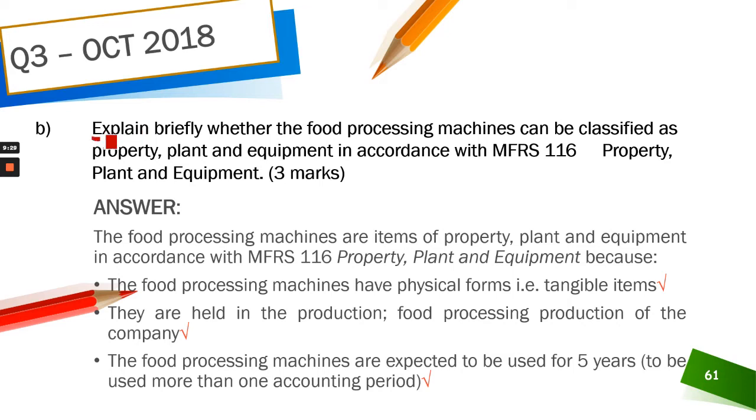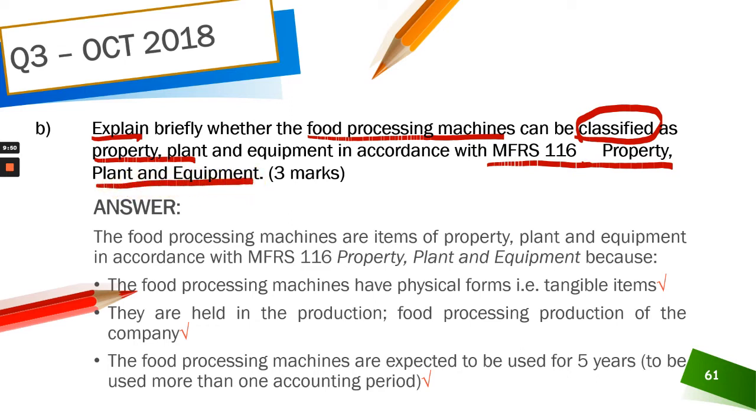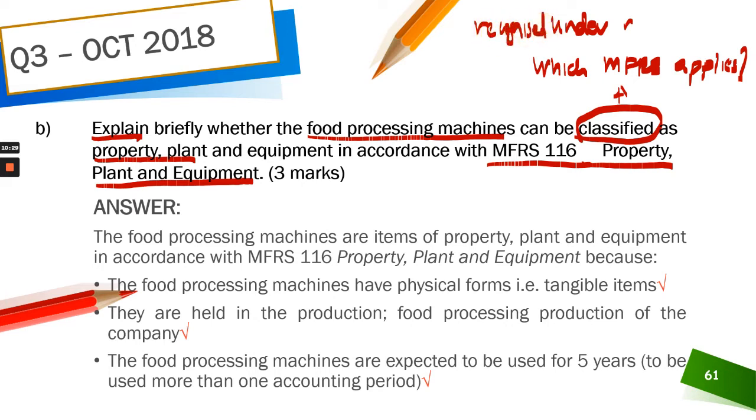Next, explain briefly whether the food processing machine can be classified. Okay, the word here, can be classified, means that it's about classification of the machine, whether it fulfills or meets the definition of PPE under MFRS 116. So if you talk about classification, that one has something to do with looking at, if it's an asset, which MFRS applies to the machine, right? So under which MFRS should it be recognized, basically that. Recognize under which MFRS.